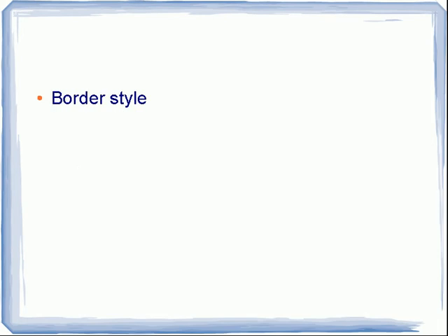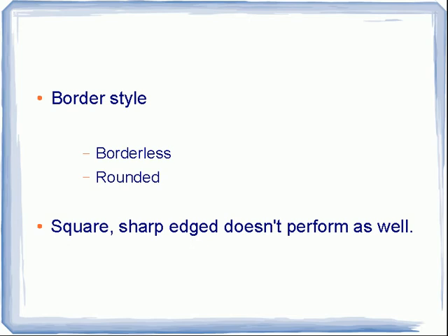You get border choices with AdSense, but there are two styles that seem to work the best: borderless or rounded. Borderless works best when you're trying to integrate the ad into a website. If you want to have some sense of separation, then you can go with a rounded border. The sharp-edged, square-style borders don't tend to perform very well.